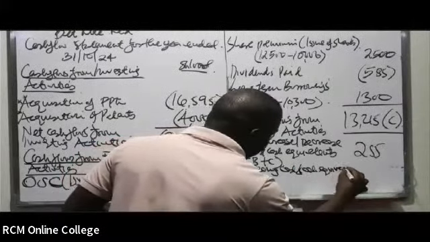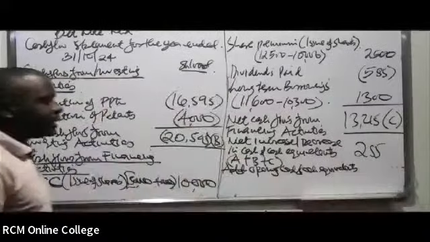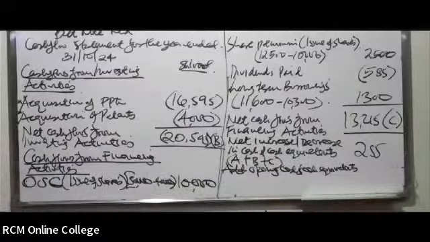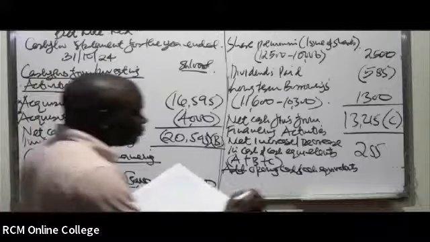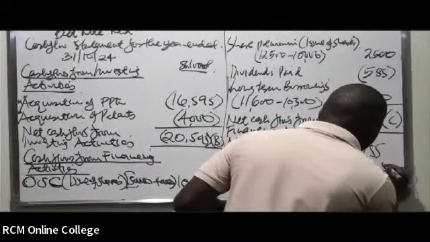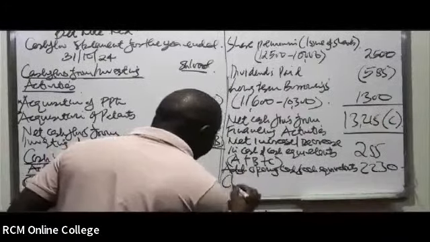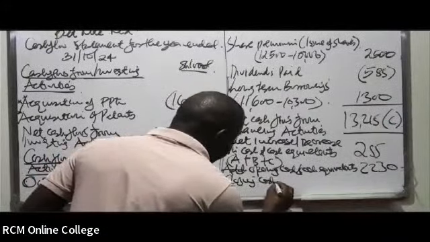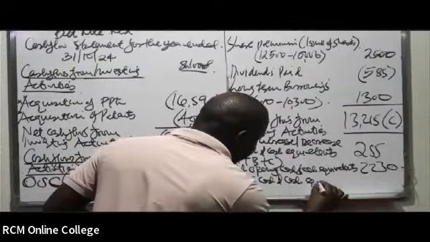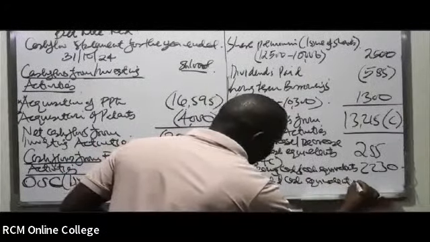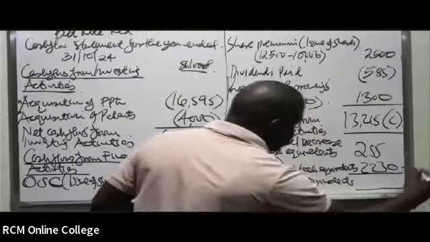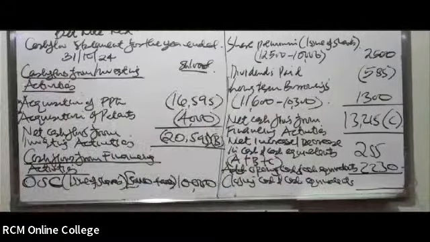So what is the figure for the opening? Add the opening cash and cash equivalents. The opening cash and cash equivalents is actually 2230. With these, we should be able to get the closing cash and cash equivalents. What is the closing cash and cash equivalents when you add? You get 2485. Right?